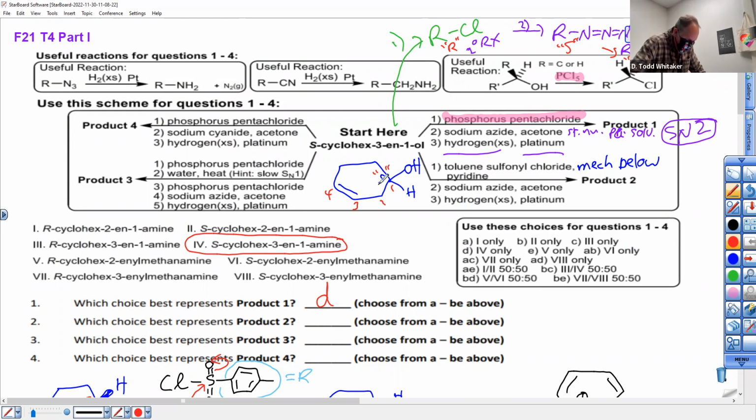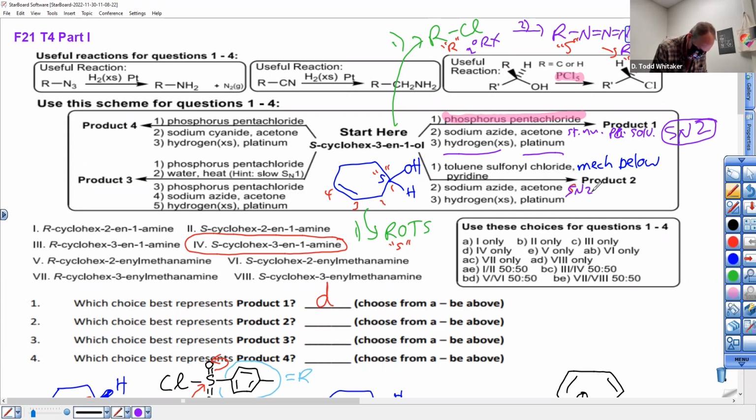Okay, so step 1, from here to here, becomes ROTs, and it's still S. And it's a secondary RX, right? So it's a Markovnikov on its own. You're following that with sodium azide and acetone. That's the same as before, right? Strong nucleophile, polar aprotic solvent, SN2.